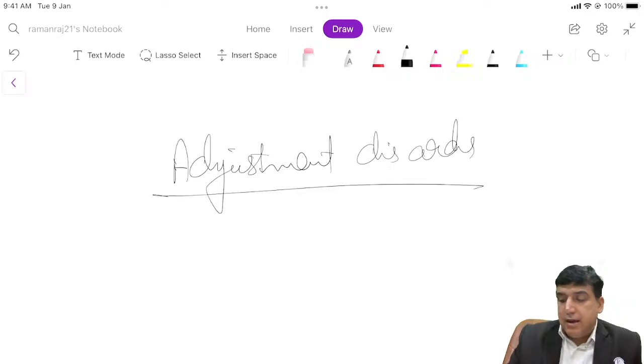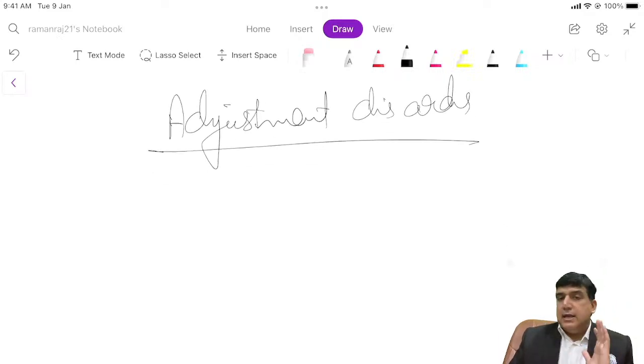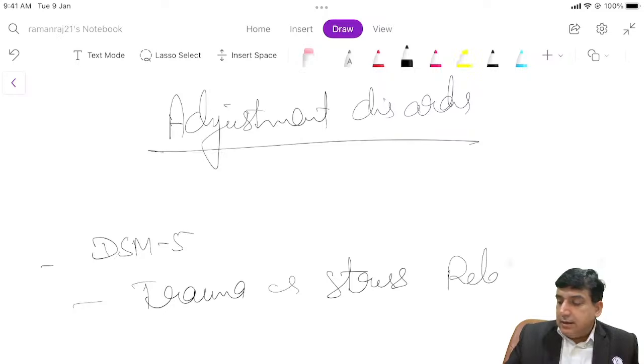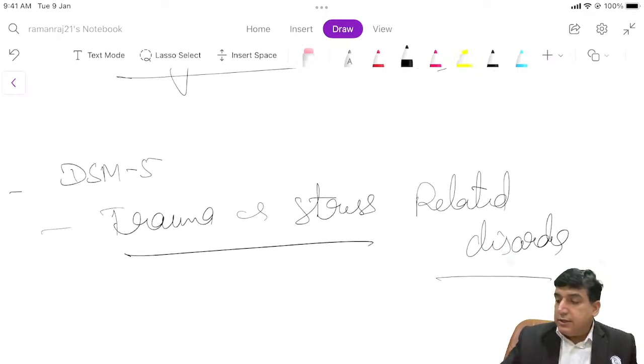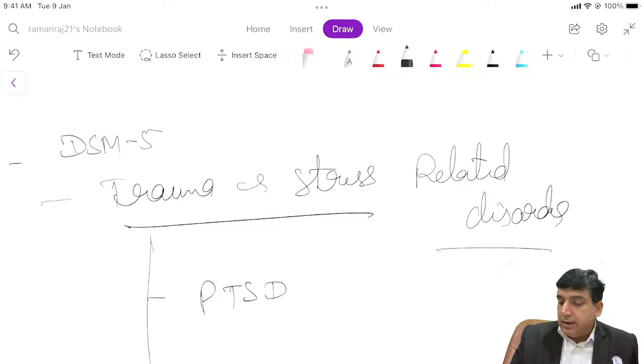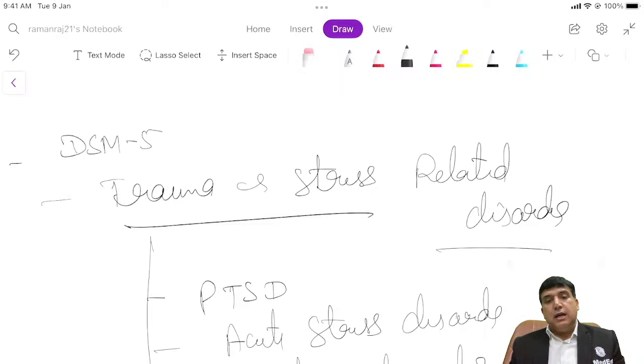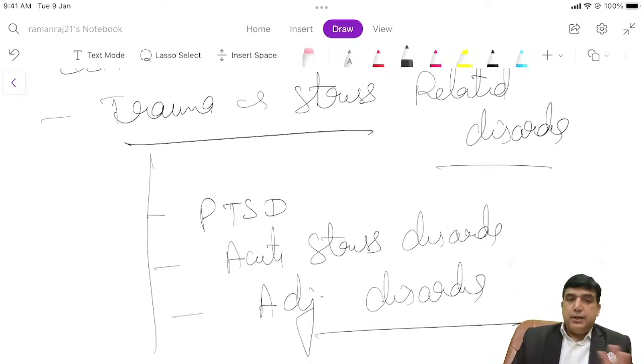That also please remember, before, adjustment disorder we were counting under the mood disorder, but now in DSM-5 we have a separate category. What? Trauma and stress related disorder. In trauma and stress related disorder we have PTSD, post traumatic stress disorder, we have acute stress disorder, and we have adjustment disorder. So previously we were counting it under the mood disorder, and now we count it under the trauma and stress related disorder. Okay, so that's the important aspect of it.